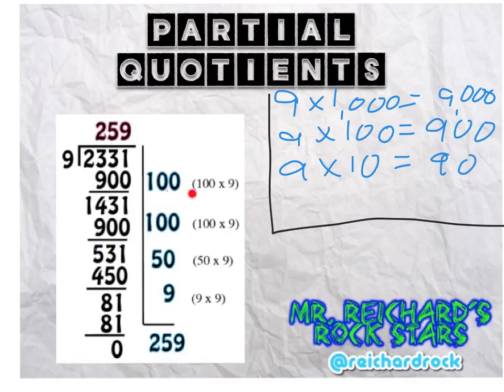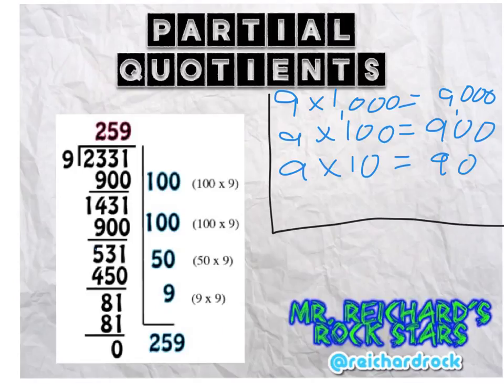Notice that they went in 100 times. So that was 100 times 9. They subtracted 900, and they got 1,431. They did another 100. Now notice maybe you could have done 200 here, instead of just 100. 9 times 200 would be 1,800, right? And then they took away 50. Then they took 9. There was no remainder. And they got an answer of 259.